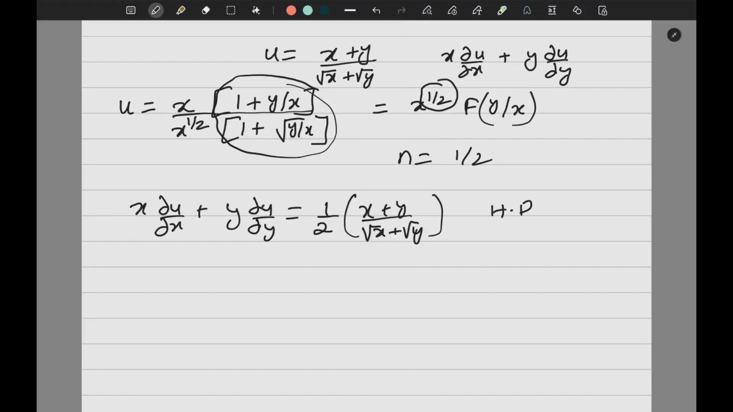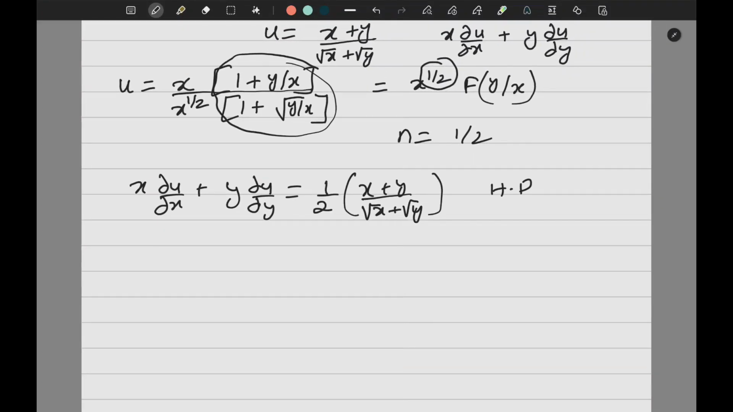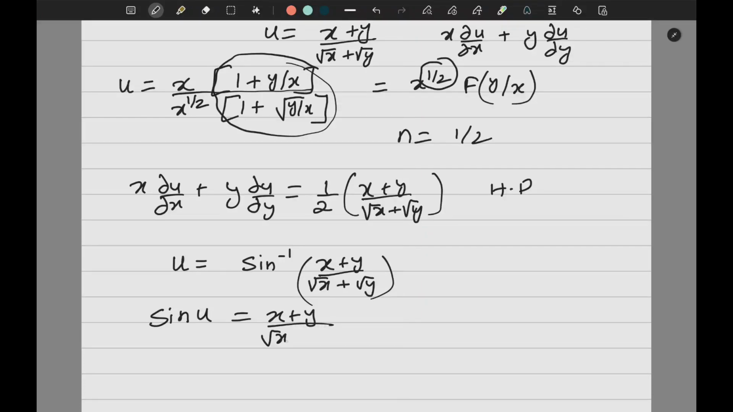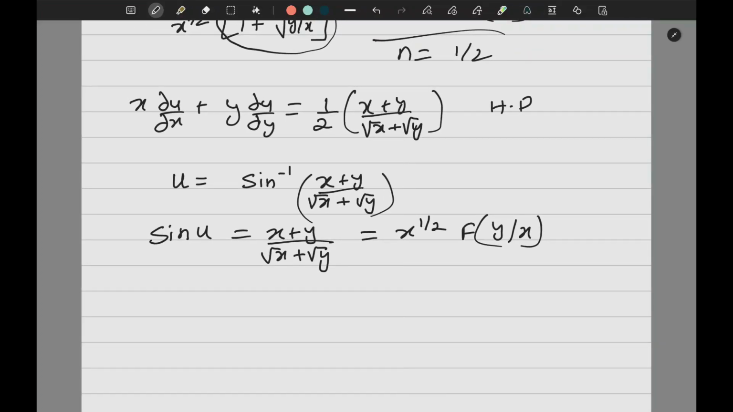Now what is the other category I am telling? Suppose the same question, if I write it like this: sine inverse of x plus y upon root x plus root y. Then what do you have to do? You have to write sine u is equal to x plus y upon root x plus root y. And as we did upstairs, in the same way I will convert it to a function of y by x.